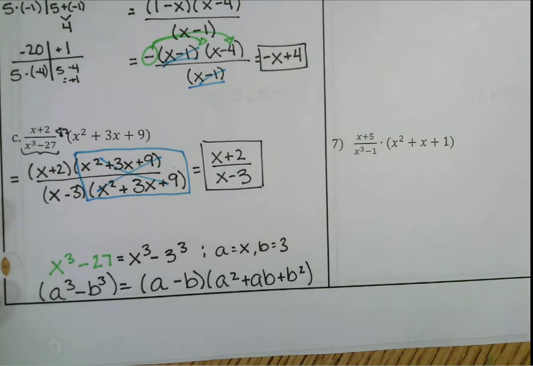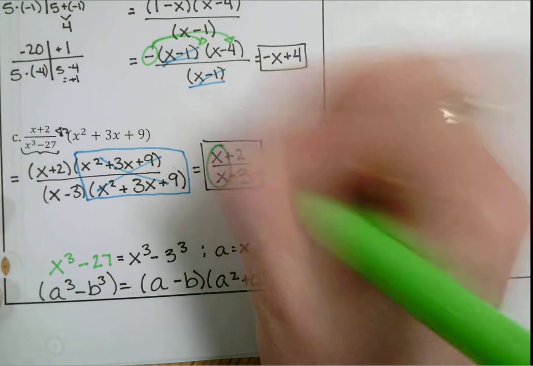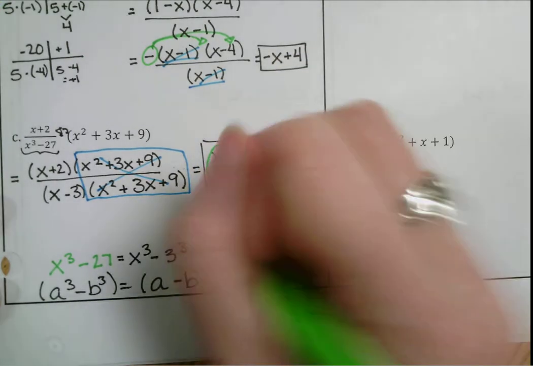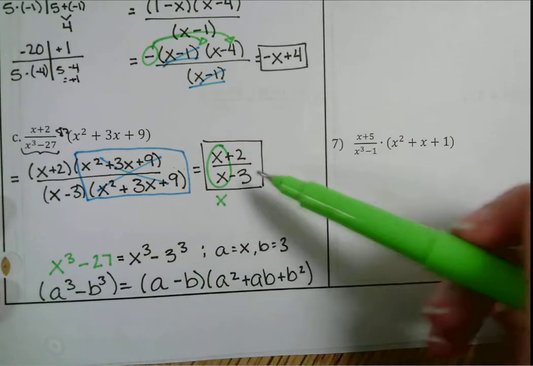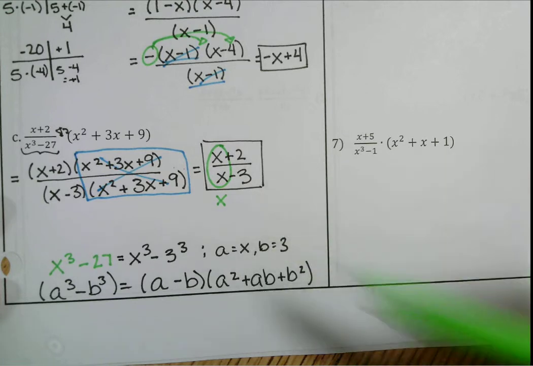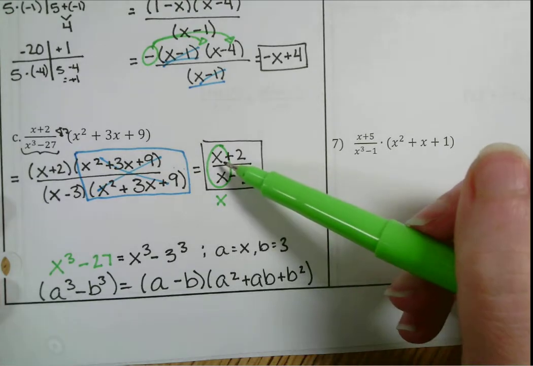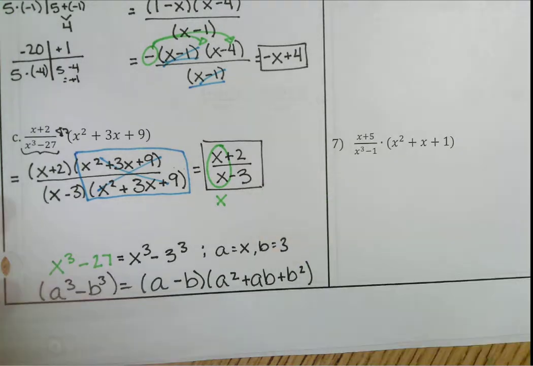Be really careful. A common mistake I see, even some of my calculus kids will do this, is they see these x's and they want to cancel it out. Don't do that. Because of the addition and subtraction here with no multiplication, we can't cancel anything left here out with each other. Our final answer has to include the x plus 2 on the top and the x minus 3 on the bottom.